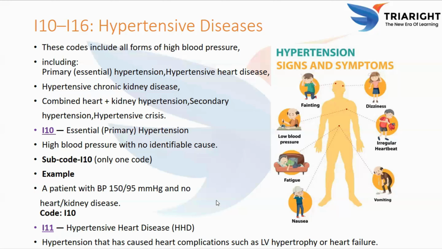And next, coming to I11. What is it? Hypertensive heart disease. So what do you mean? High blood pressure that has caused the heart complications such as left ventricular hypertrophy, LVH, heart failure, or angina. So chronic high pressure forces the heart to pump harder, then the thickened heart muscle, that is hypertrophy, eventually weakens and it leads to the heart failure.